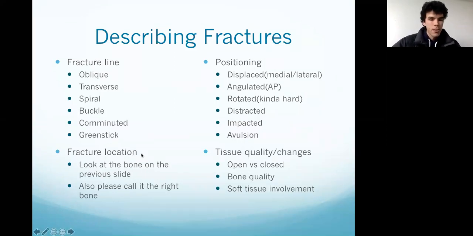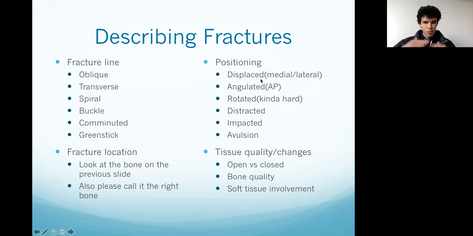Fracture location, so basically just call it in terms of which bone it is and also where on the bone. Positioning is about how it's changed compared to normal. So has one of them been displaced medially? Are they angled, which we use for AP, as opposed to displaced, which is more for left and right or medial or lateral? Rotation can be hard to spot on X-ray. Distracted means they've been pulled apart, impacted means shoved together, and avulsions is where something's been torn off by a ligament or something like that.